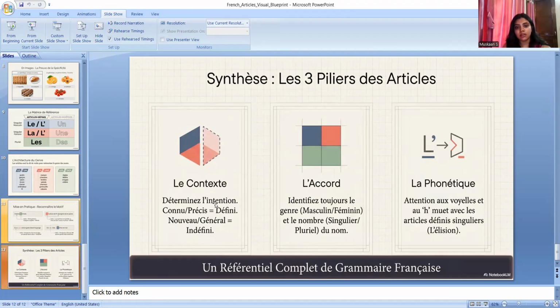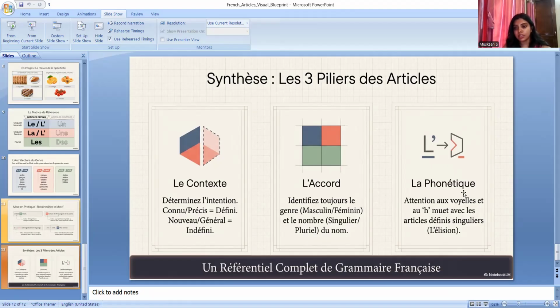Now, this is all a conclusion of whatever we have done till now. Le contexte: déterminer l'intention. Connu, précis: if it is known or it is precise, then we use the definite article. If it is not precise or it is new to us, then we use indéfini. So, nouveau, général: indéfini; connu, précis: défini. Then there is le genre. And then identify to choose le genre. We always look at the gender. If it is masculine, we will be using le or un, or if it is feminine, we will be using une or la. If it is plural, les or des. And for the definite one, there are also the forms for vowels. So this is le masculin, féminin et le nombre, singulier, pluriel du nom.